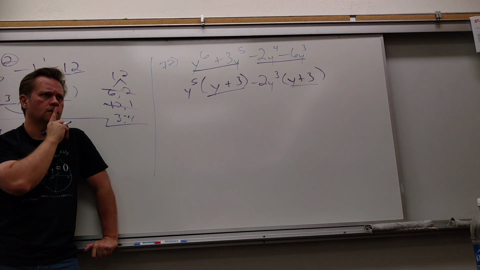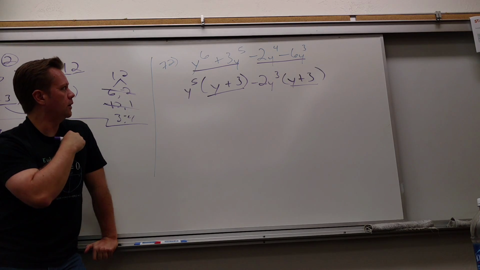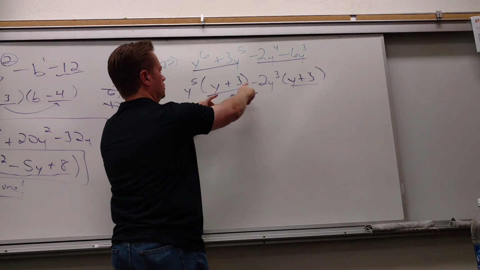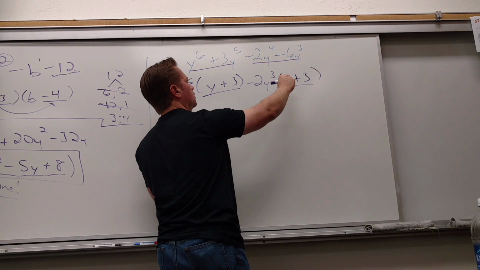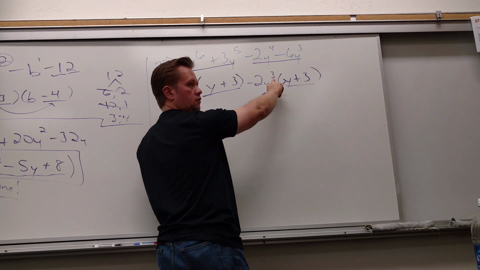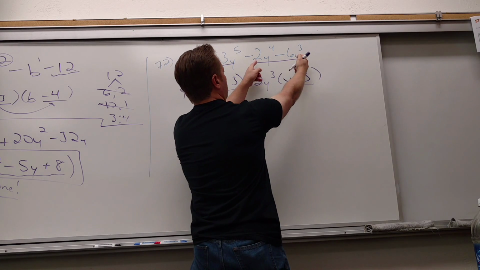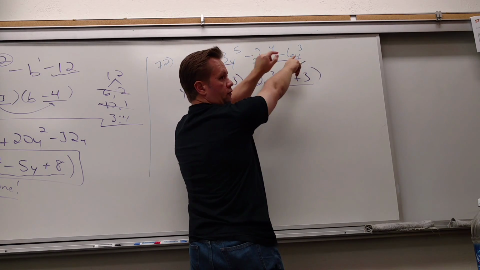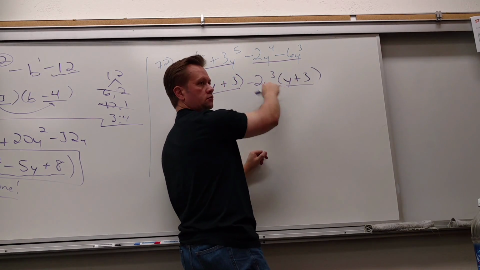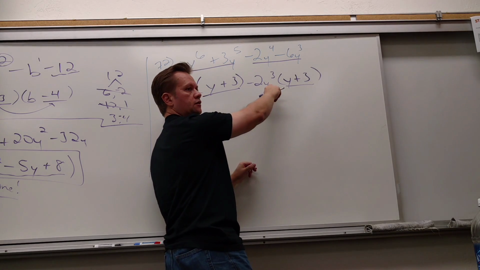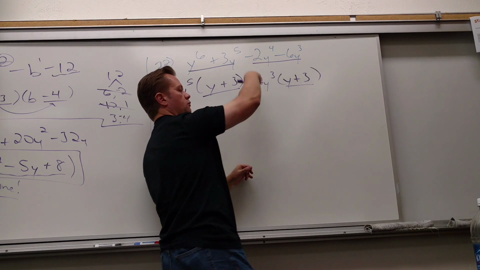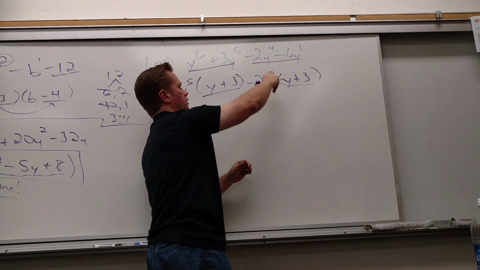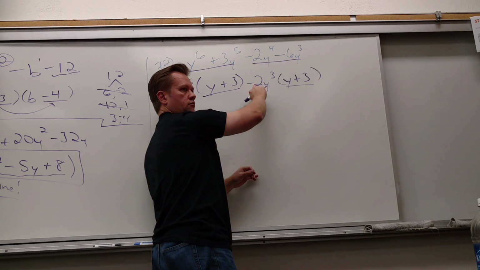Where am I at? Here? The second part. Yeah. You took off 3 y's, right? So what can come out of both of these? How many y's can I take out of both of them? 3. That's how I got 3. I'm taking this out. So how many can I take out? 3 y's. So I put y cubed here. I'm taking 3 y's out. Then you have 1 left over. And then what can come out of the numbers? Negative 2.